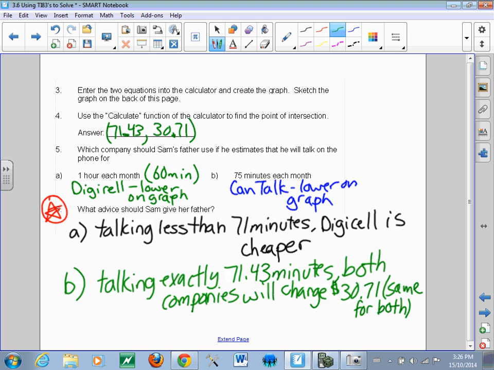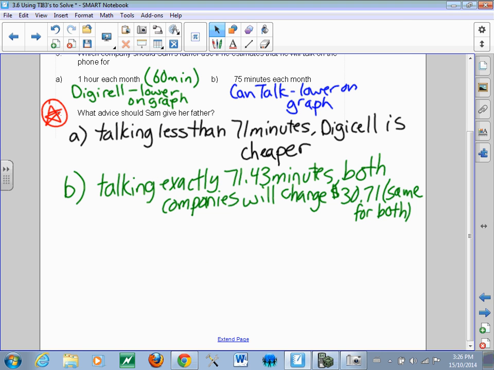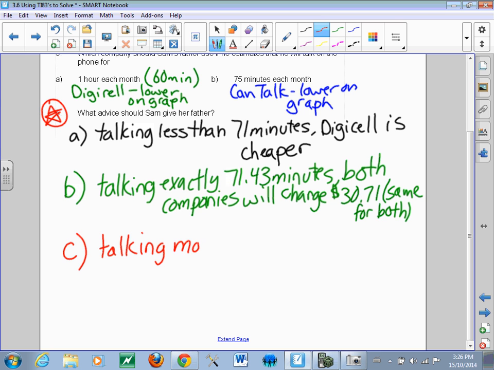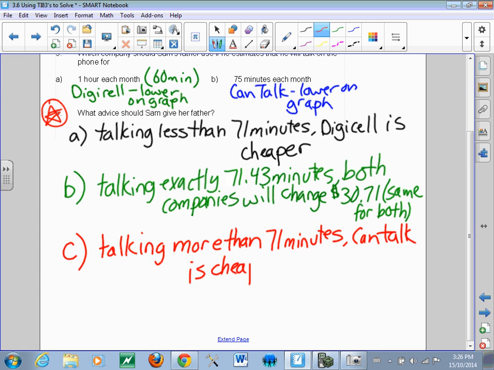Awesome. And the last case we need to remember is after the point of intersection. So C, so talking more than 71 minutes, Can Talk is cheaper because it's lower on the graph.